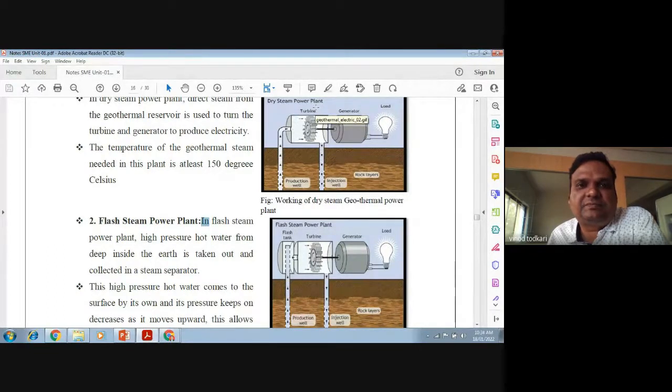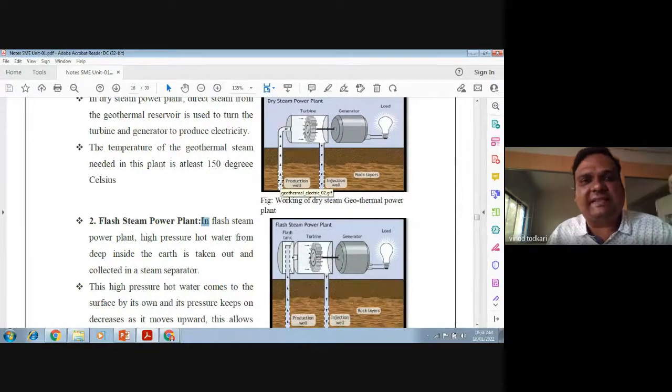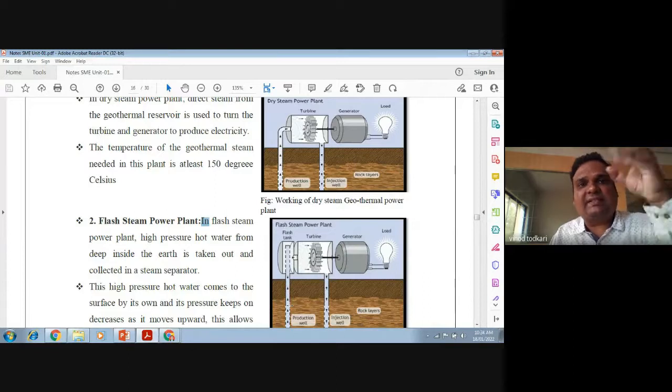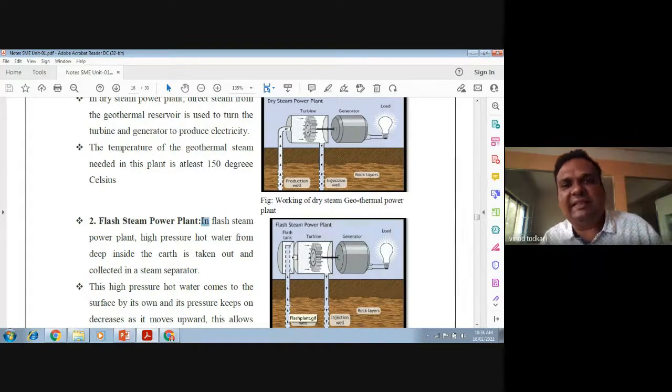See, if there is dry steam, let's say the steam is above 150 degrees Celsius, so directly dry steam is there. So directly this steam will be given to the turbine. But if the temperature is less, let's say the temperature is 90 degrees Celsius, so it is wet steam. So what do we have to do? Can I give this steam directly to the turbine?